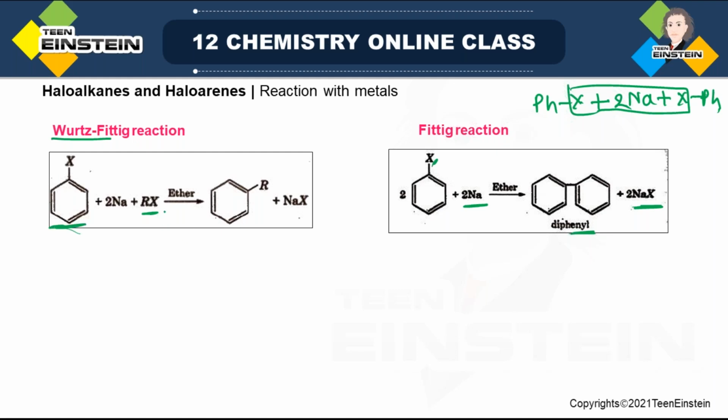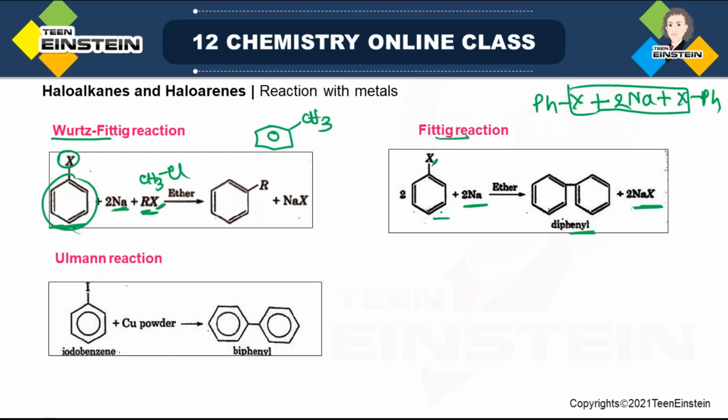and another reaction partner is haloalkane, and these two sodium are used. The important point is one sodium will react with X to make NaX, another sodium will react with the other X to make another NaX, and ultimately this phenyl group and R group will be attached to each other. Suppose it is CH3Cl, you will get toluene, that is benzene ring with CH3. So this is Wurtz-Fittig, and the difference between these two is that in Wurtz there is only haloalkane.